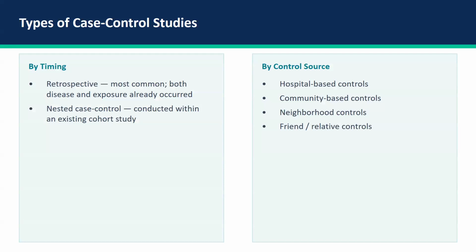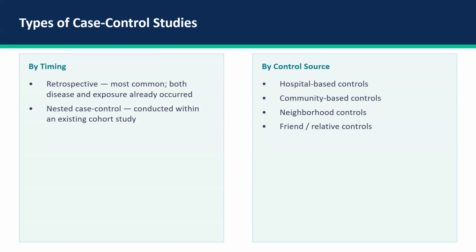So types of case control studies can be based on the timing. It can be retrospective, which is the most common method. Both disease and exposure are already present in the two groups. Then the second one is nested case control study, which is conducted within an existing cohort study. We will go through the detail in the next slide.